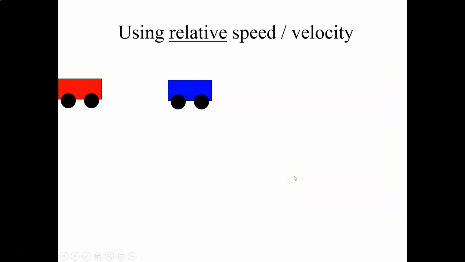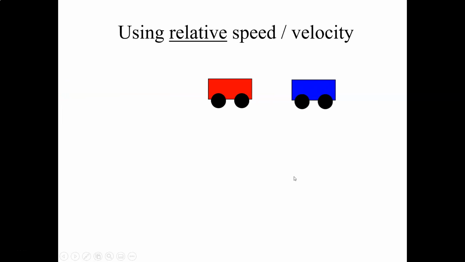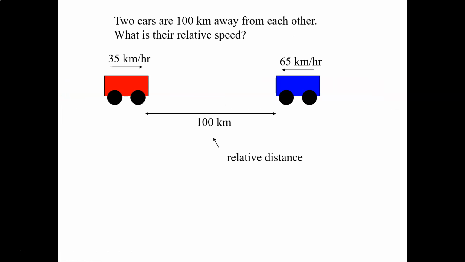Okay. A little bit on problems using speed and relative velocity, relative speed and velocity. So if we have two cars and they're both traveling, the red car is traveling to the right at 35 kilometers per hour. The blue car is traveling 65 kilometers per hour to the left, and they're 100 kilometers apart. And what's the relative speed? Now, are these speeds going to add or are they going to subtract? Is the relative speed going to be 100 kilometers per hour, or is it going to be 30 kilometers per hour? Are those relative speeds going to add or subtract in terms of their collision?